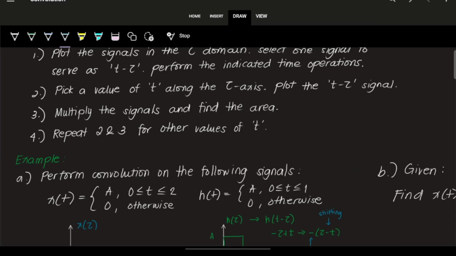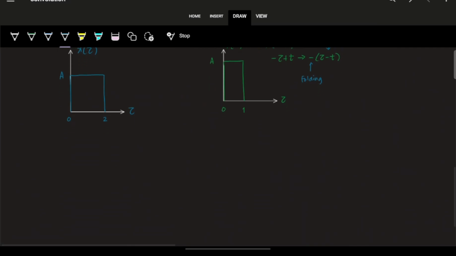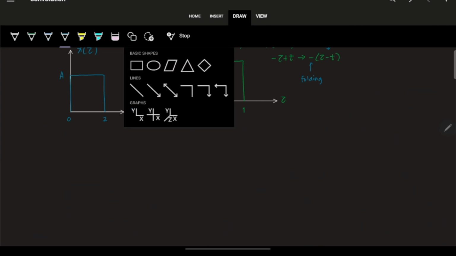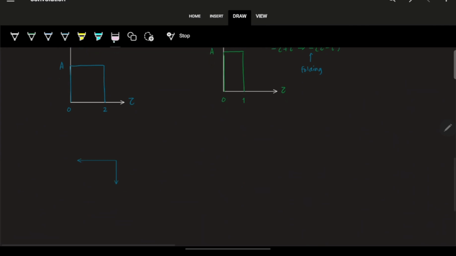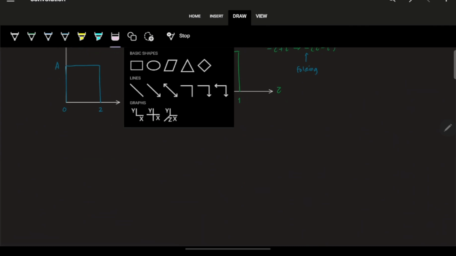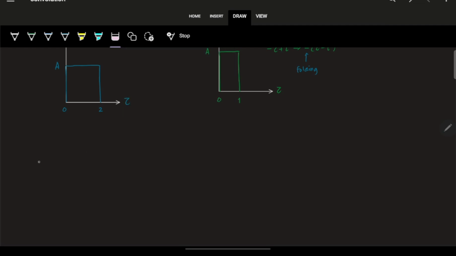Plot the t minus tau signal in respect to the value of t. So, sige, let's plot the first signal. Since mayroon na tayong napiling t minus tau, yung natitirang tau natin, hindi nyo na gagalawin yung value.